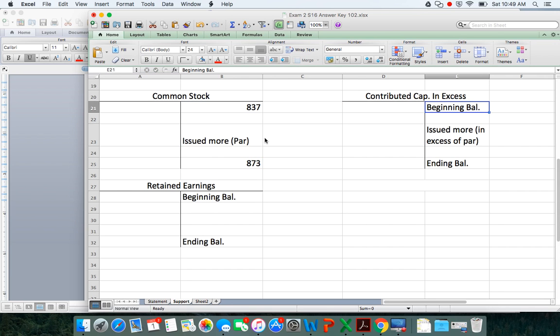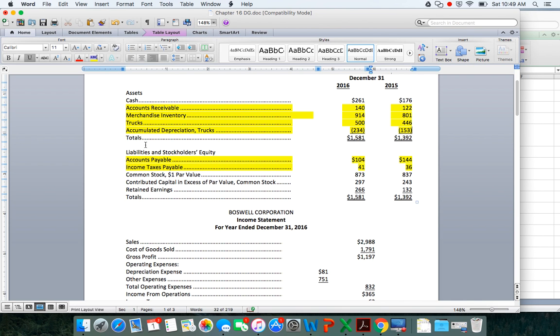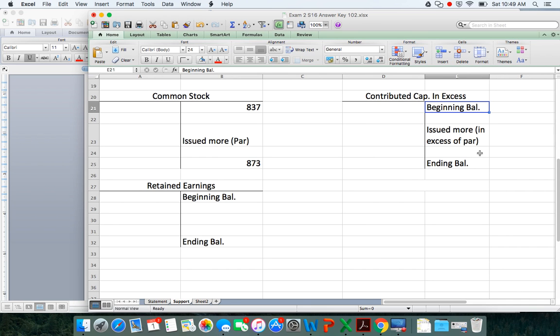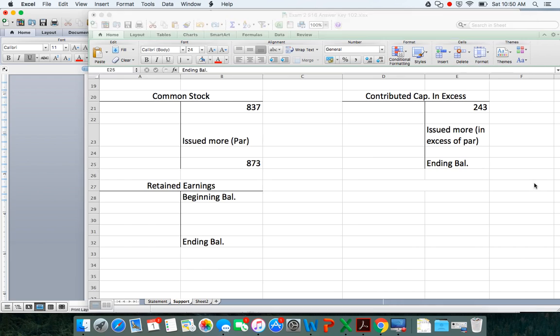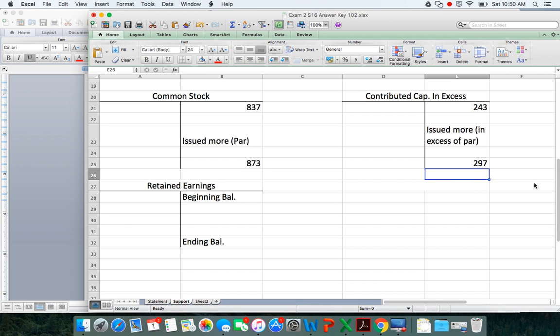All right. And I'm going to do contributed capital as well because these two kind of work hand in hand. So you got to look at them together. Contributed capital started with 243, and it ended with, if I look here, at 297. All right, so 243 and 297.